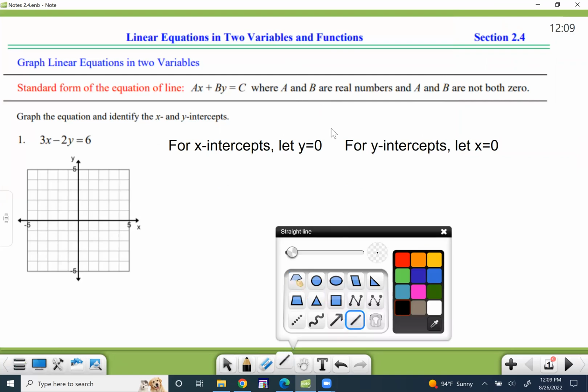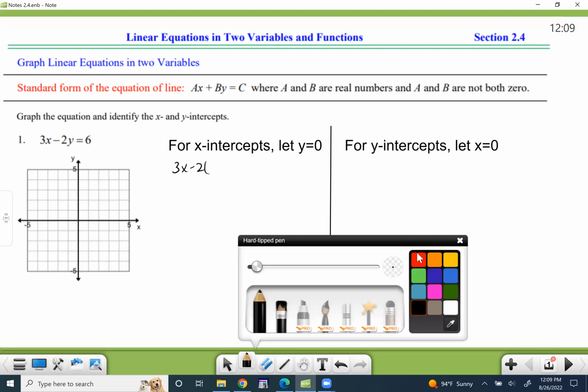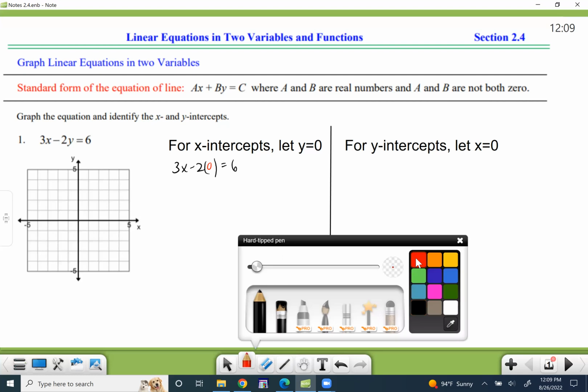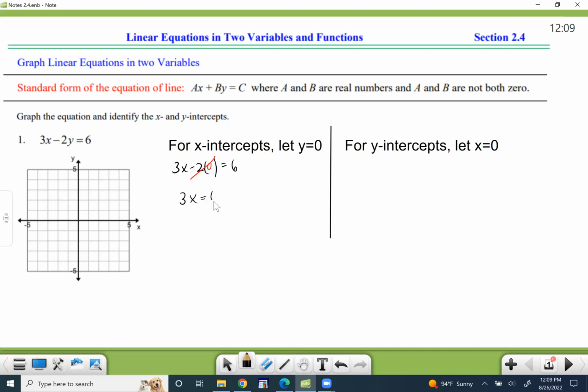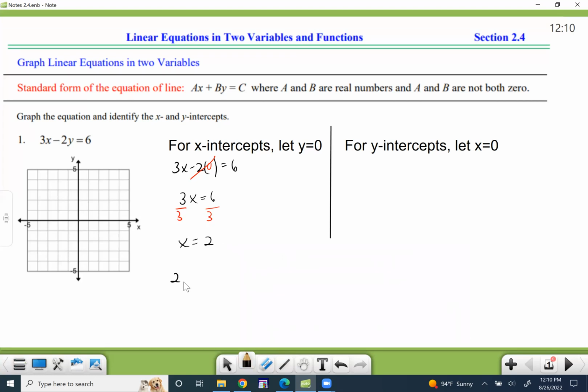This is nice and easy compared to other things where we've been finding intercepts. We're going to substitute 0 in for the y. The 2 times 0 piece is going to go away because it's 0. So we have 3x equals 6. We'll divide by 3, and 6 divided by 3 is 2. That means (2, 0) is going to be our x-intercept. I've graphed it right there.